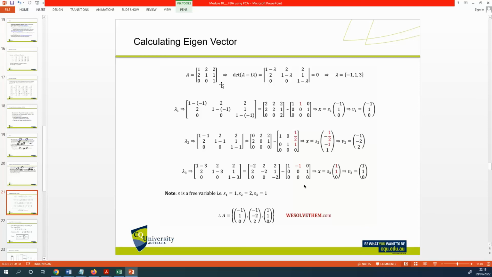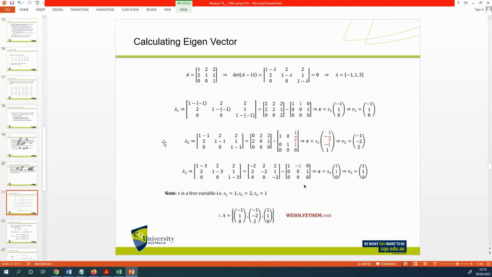This is the covariance, and then we can put 1 minus lambda, 1 minus lambda, and 1 minus lambda for the variance, where the lambda we identify for the eigenvalue is, in this example, minus 1, 1, and 3. So when we put the lambda as minus 1, we can get the eigenvector as minus 1, 1, and 0.